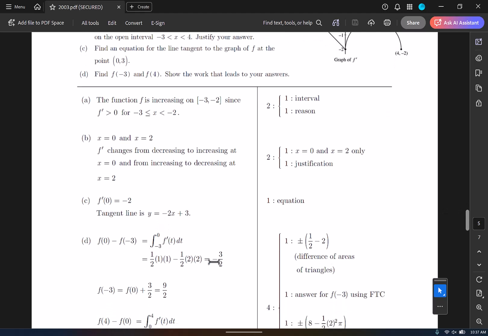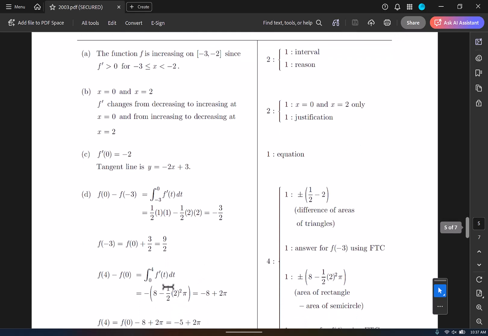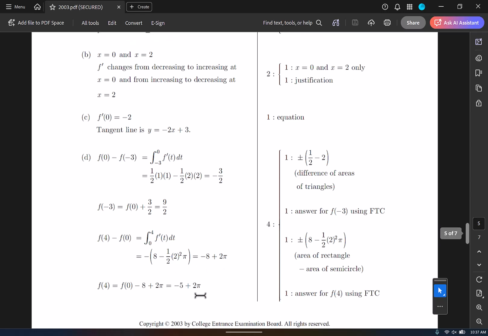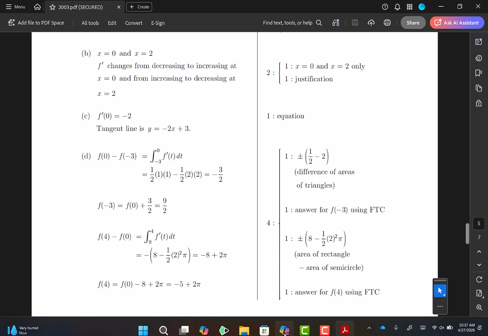And, yep. Oh, did we get? Oh, yeah, we got 9 over 2 and negative 8 plus 2 pi. Oh, no, wait. Negative 5 plus 2 pi. Yep, there it is. We got them all, guys.